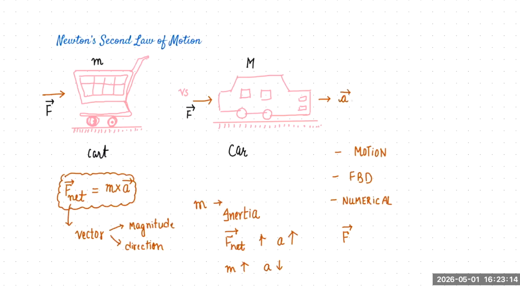F is here the applied force. We will see the net force here. That's why it's much easier to accelerate a bicycle than a truck using the same force. Let's also remember the units. The SI unit of force is Newton, or equivalently, 1 Newton is 1 kilogram meter per second square.